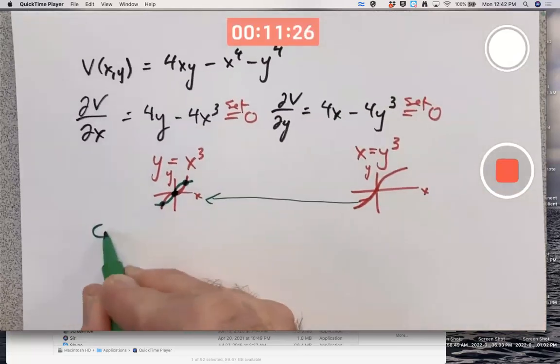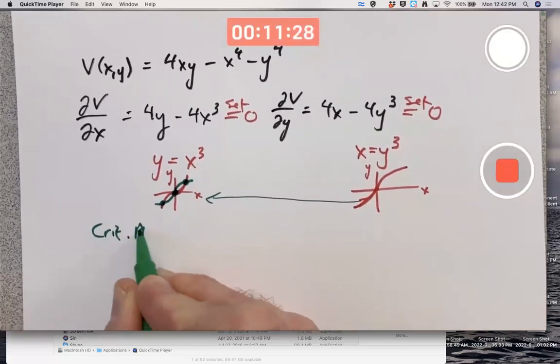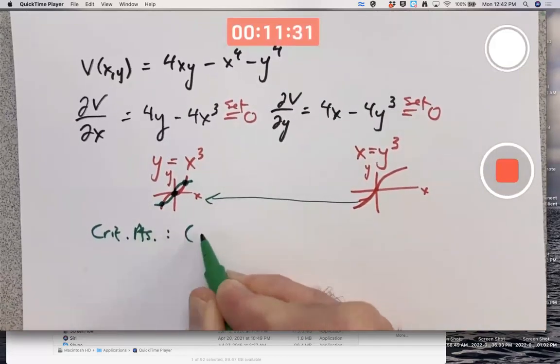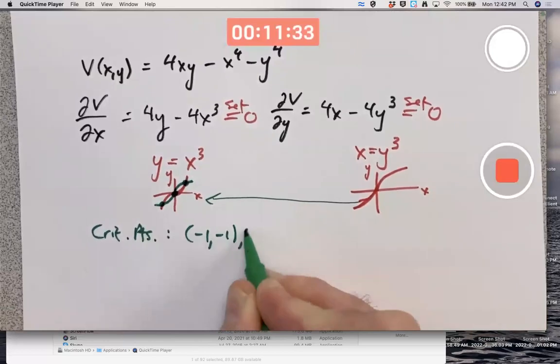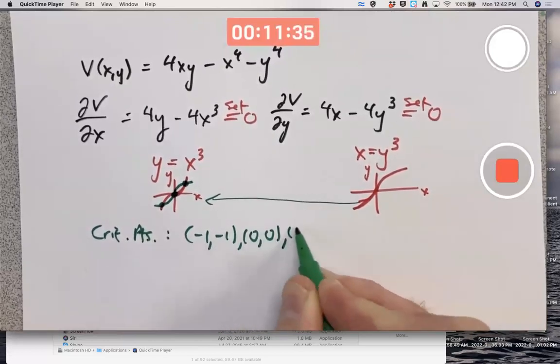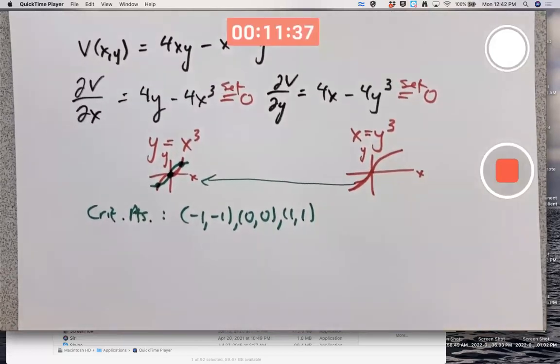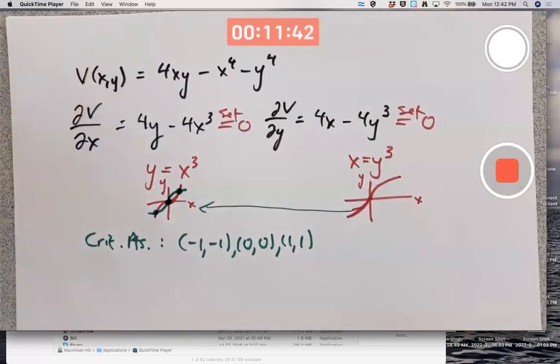In other words, the critical points are 3 of them, -1, -1, 0, 0, and 1, 1. 3 critical points for this function of 2 variables. 3 places where you could possibly have local maxes or mins. Possibly. How do you decide? Is there a second derivative test for multivariable functions? Yes, there is. I want to show you that test, actually.